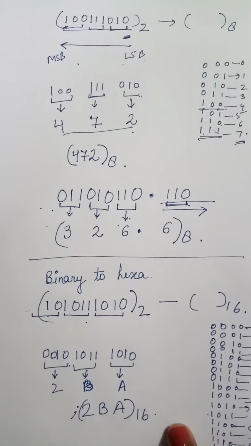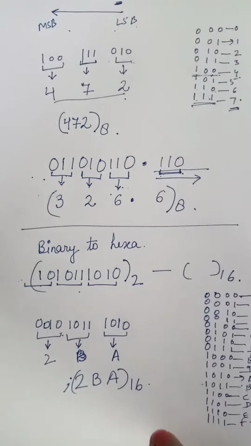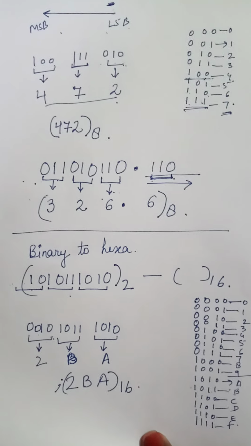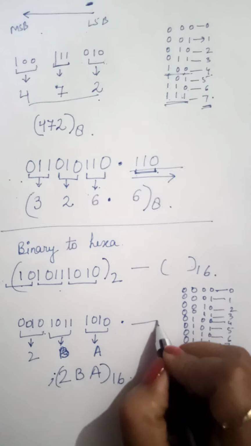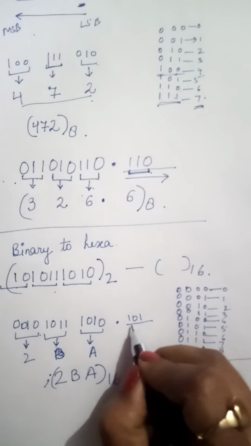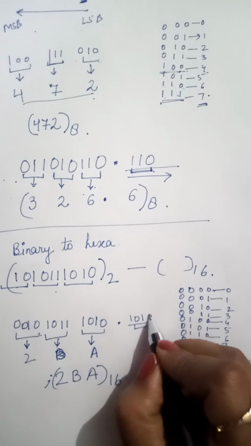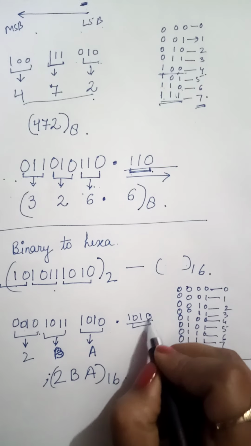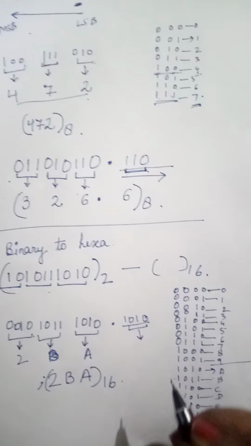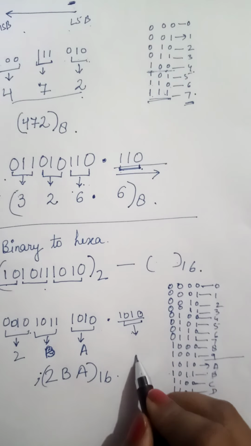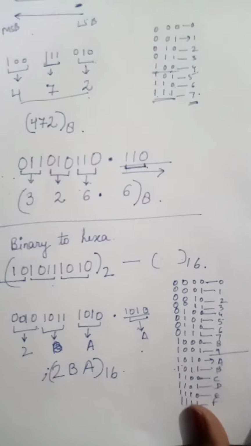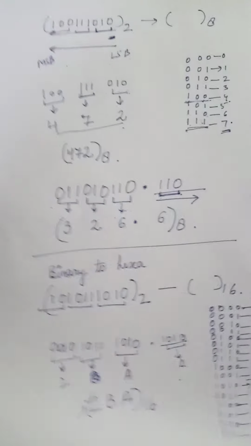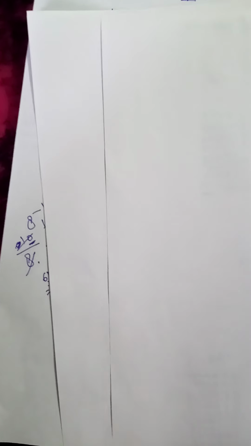Now similarly you can write down the hexadecimal equivalent of fractional part also. Okay, suppose this 101, you will be making group of 4 bits. You can add 0 over here to make the group, then the binary hexa equivalent. Okay, that will be 1010, A. So 2BA point A. Fine.